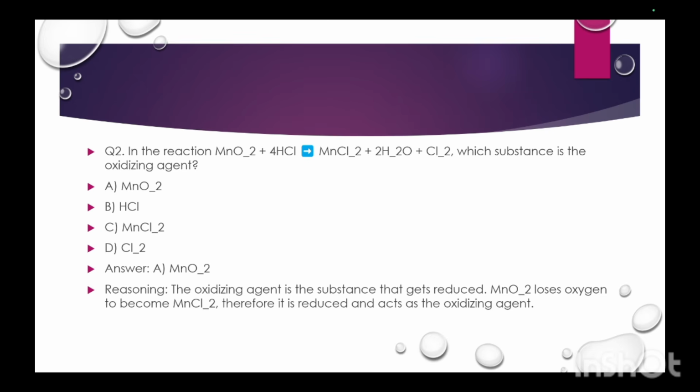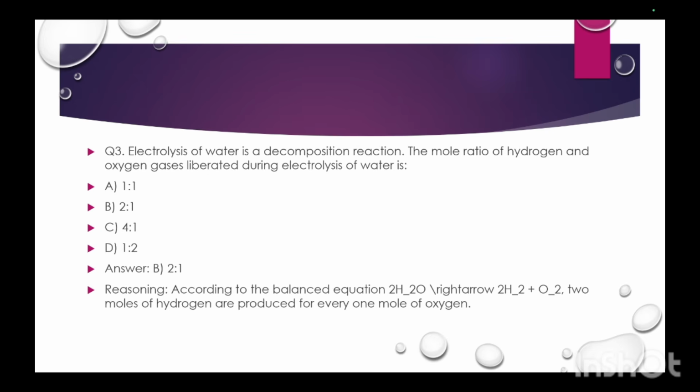In the next question, the electrolysis of water is a decomposition reaction. The mole ratio of hydrogen and oxygen gases liberated during the electrolysis of water is: option 1, 1:1; 2:1; 4:1; and 1:2. The correct answer is 2:1. We know that H2 is hydrogen 2 and oxygen 1. The reasoning is also given at the bottom.